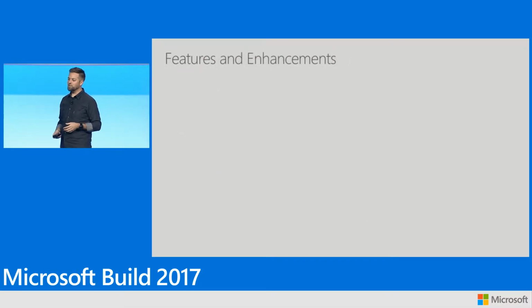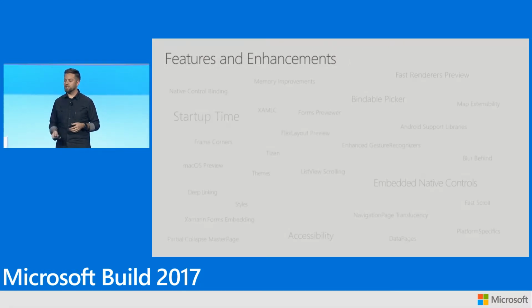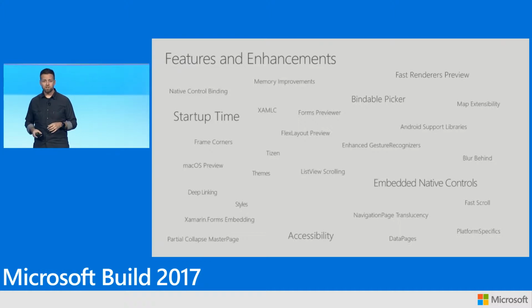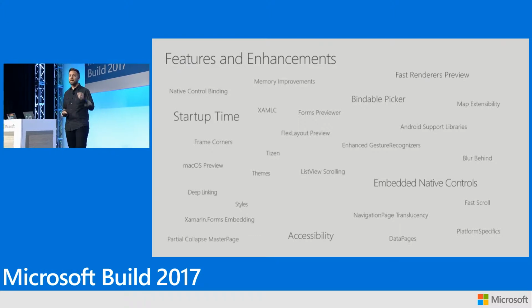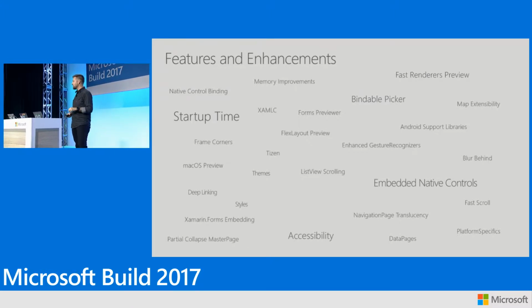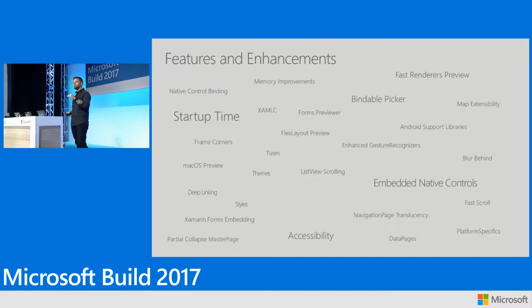OK, so what else have we been doing over the past year? Features and enhancements. So we've got a lot of things on here. Startup time is a big one that we've been working on. We've made some fair progress there. We've got embedded native controls. So within your XAML, you can just say, hey, iOS UILabel, iOS UITextField. Those native controls you can get to directly.